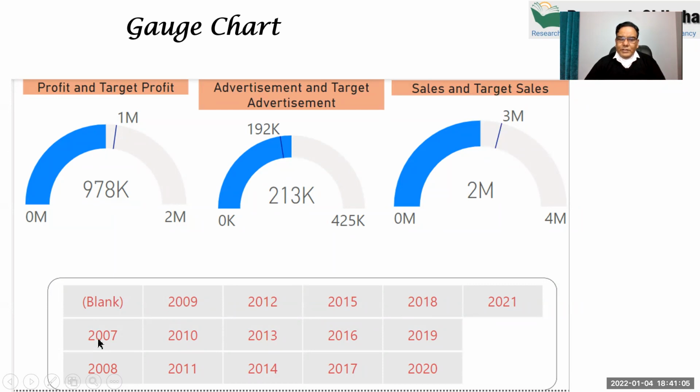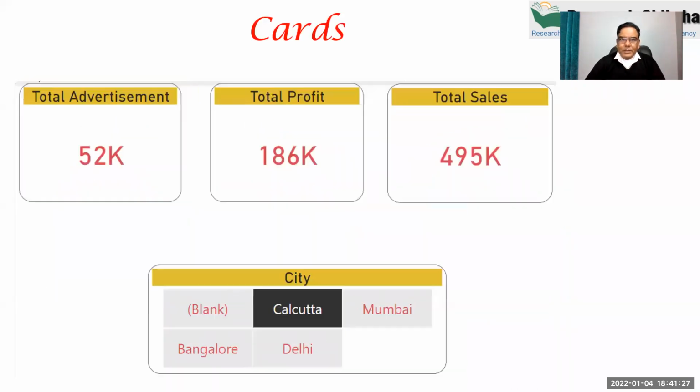And these are the slicers. At the bottom, you can see the slicers. So we can see in which year we meet the target and in which year we don't meet the target. This chart is quite a popular chart to represent the actual performance versus the targeted performance.